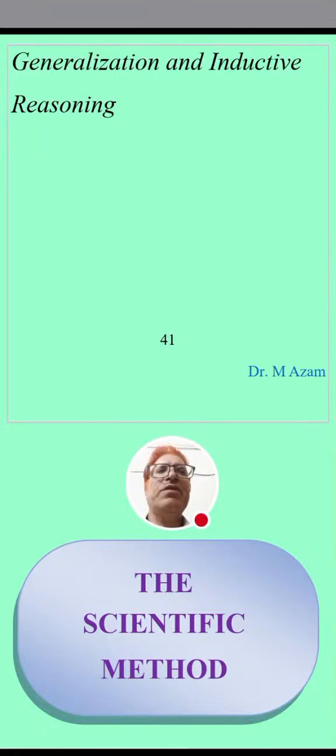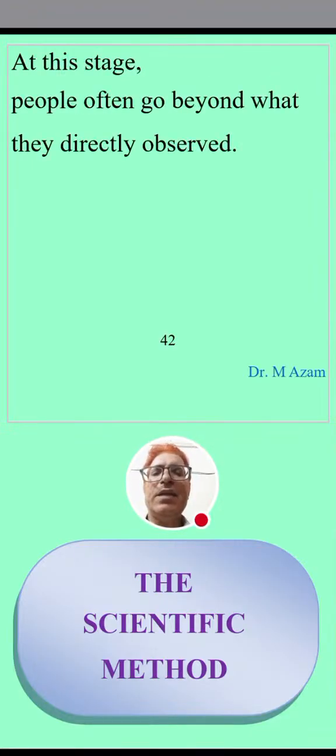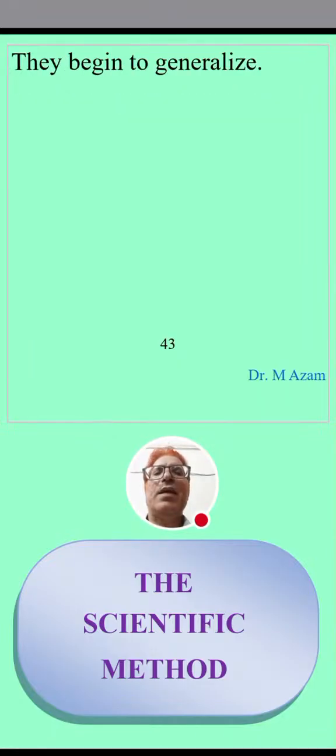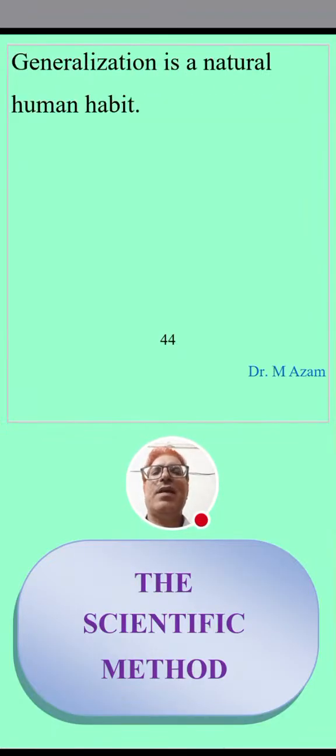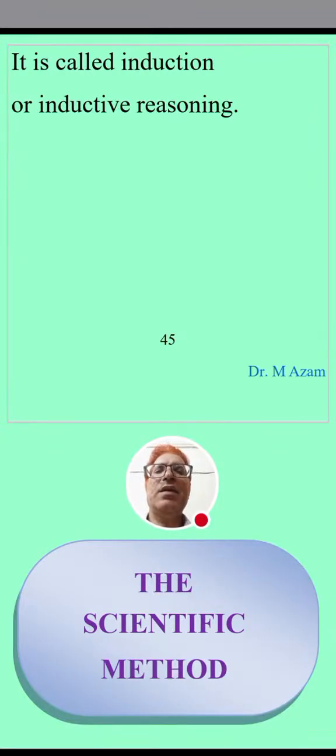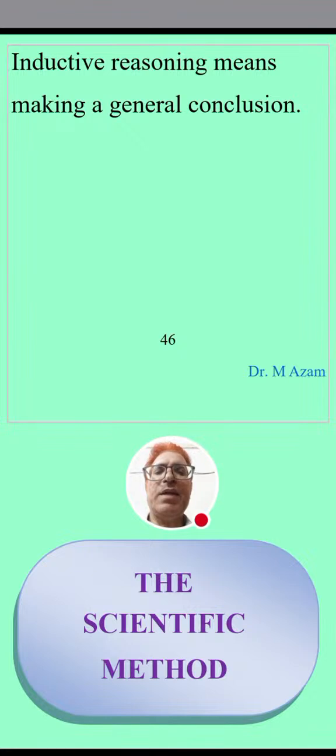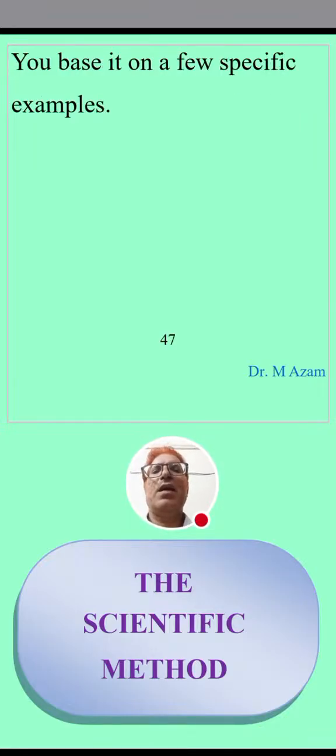Generalization and inductive reasoning. At this stage, people often go beyond what they directly observed. When people observe, then they think. They begin to generalize. Generalization is a natural human habit. It is called induction or inductive reasoning. Inductive reasoning means making a general conclusion. Making a general conclusion is called generalization, and its method is inductive reasoning. You base it on a few specific examples.